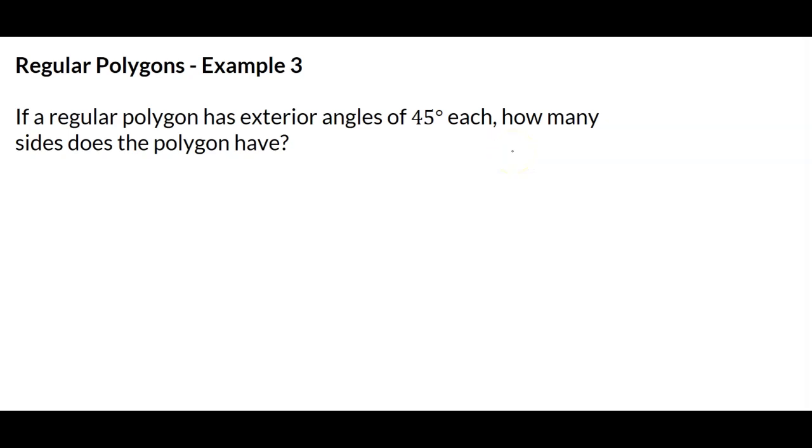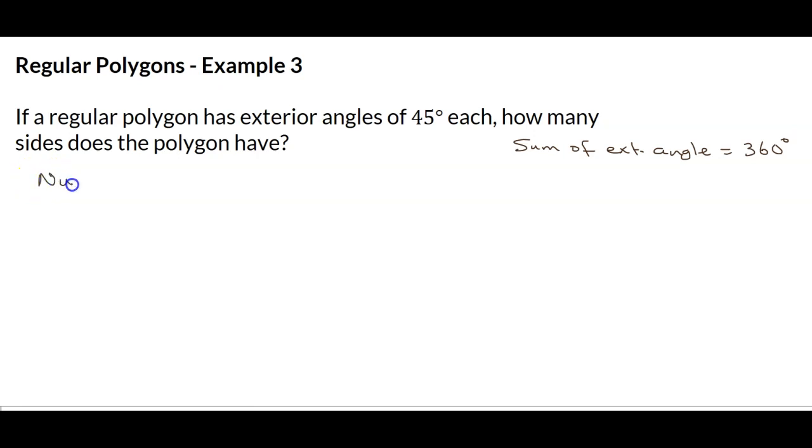For this example, if a regular polygon has exterior angles of 45 degrees each, how many sides does the polygon have? So what we need to remember here is that the sum of exterior angles is always equal to 360 degrees. So we want to find out the number of sides of the polygon from the value of each of its exterior angles.